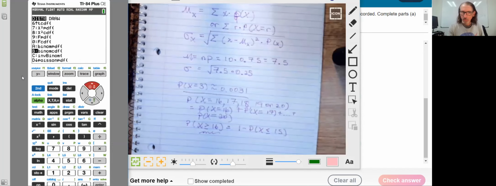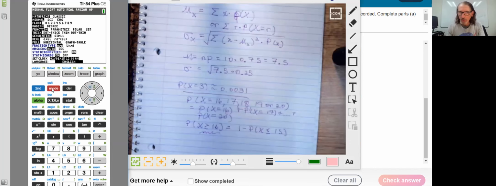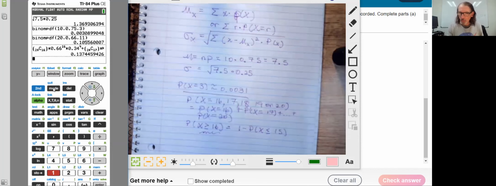So let's get that in there all at once. By the way, it'd be a very good idea to show what you are typing into the calculator, not just the results.